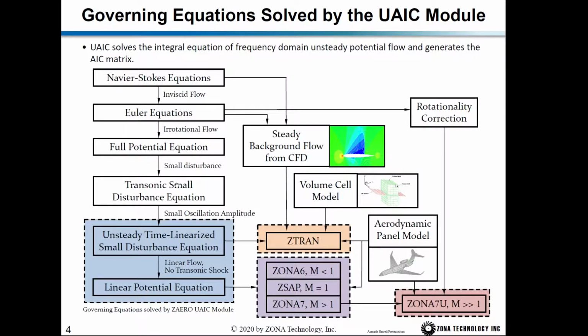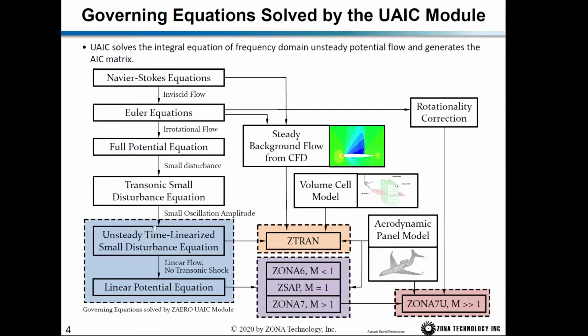If we further assume that the wing is a thin wing, then we can further reduce the full potential equation to a transonic small disturbance equation. From the Navier-Stokes equation to the transonic small disturbance equation, they are all nonlinear equations. So even to solve the transonic small disturbance equation requires some sort of CFD approach.